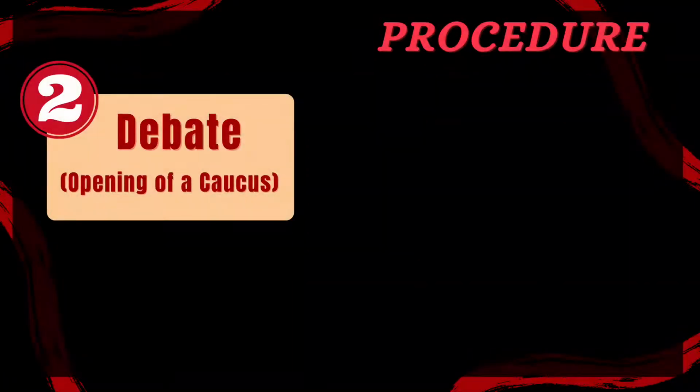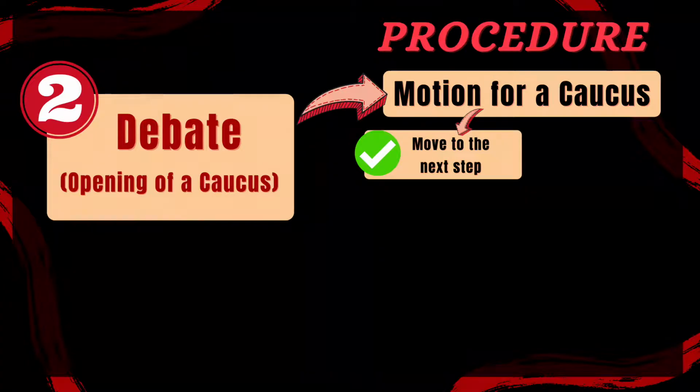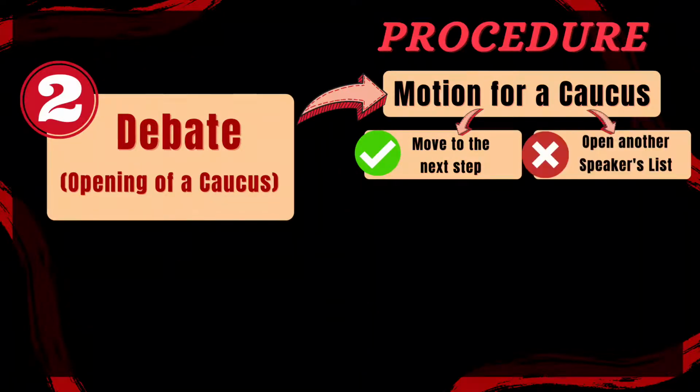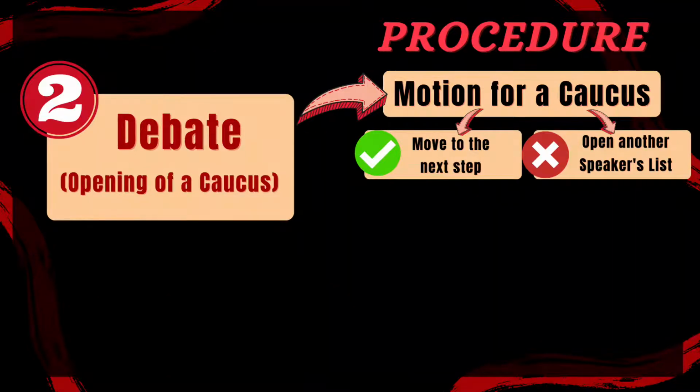Once opening speeches are done, a delegate may motion for the opening of a caucus. In order for this to happen, a motion must be passed first. If all motions fail, a new speakers list may be opened by the chair. This process will repeat until a motion for the opening of a caucus passes.